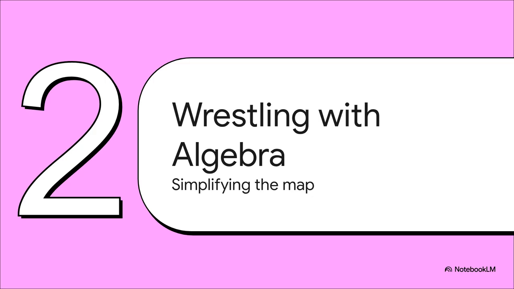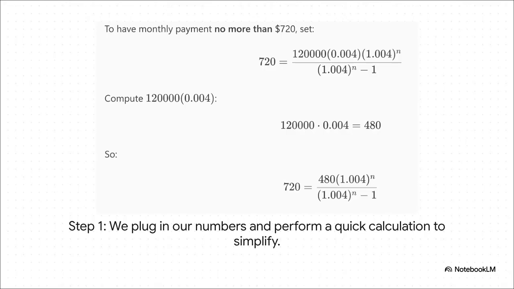All right, time to roll up our sleeves. We've got this big, messy formula, our map, and the first thing we need to do is clean it up. We're going to use some good old-fashioned algebra to just get rid of the clutter and see if we can find a clearer path to our answer. Okay, first things first, let's plug in the numbers we actually know. We know the payment is $720, the principal is $120,000, and that monthly interest rate is 0.004. See that fraction on the top right? Let's just deal with that. 120,000 times 0.004, that gets us 480. Bam! Just like that, the formula already looks a little less scary.